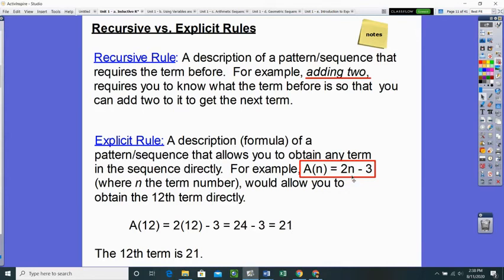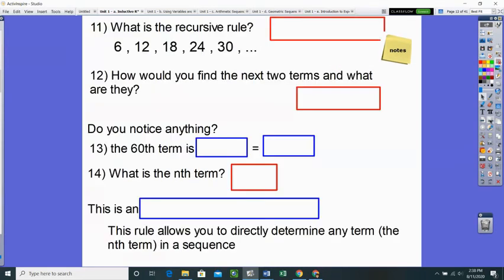If I want to know what the 100th term is, I take 2 times 100, which is 200, take away 3, it's 197. You can find, using an explicit rule, any term in the sequence directly without having to keep adding 2 or subtracting 3 or multiplying by 4, you can get directly out to that term. That's called an explicit rule.